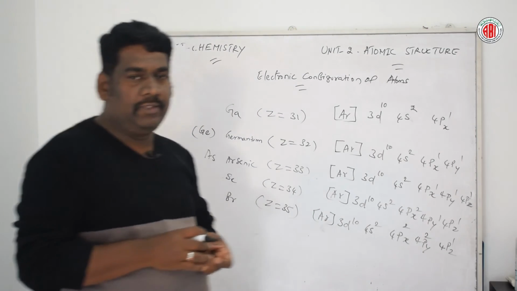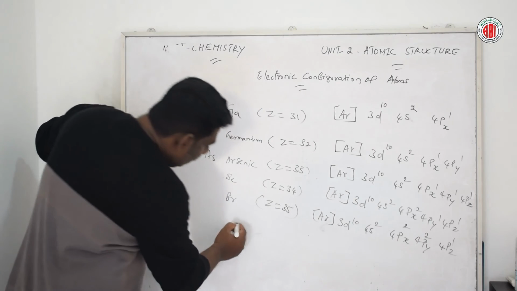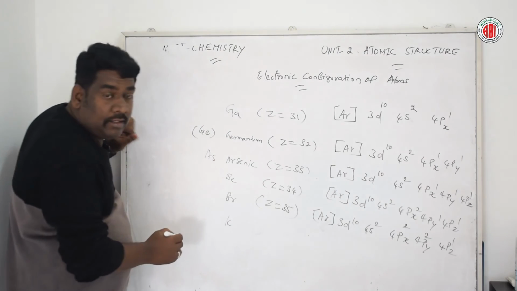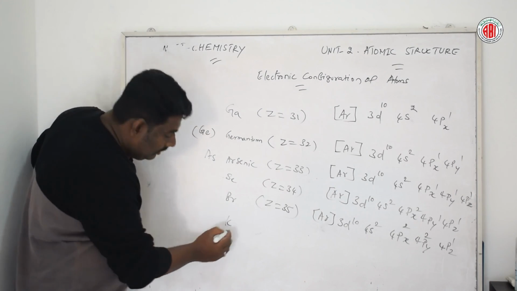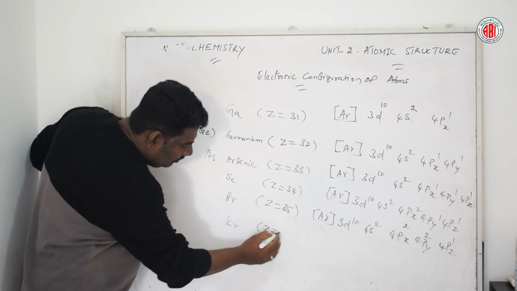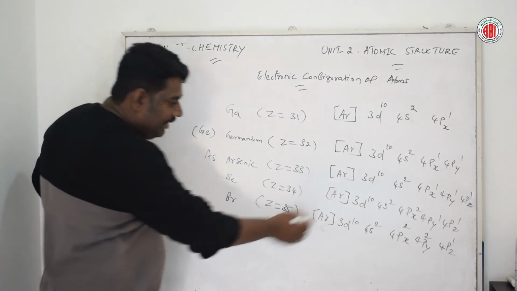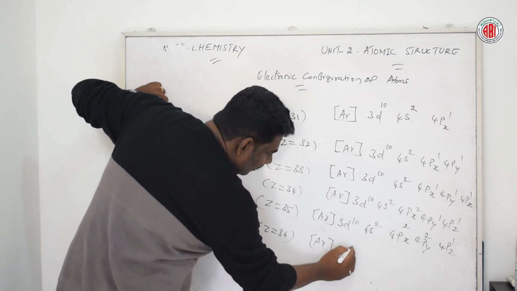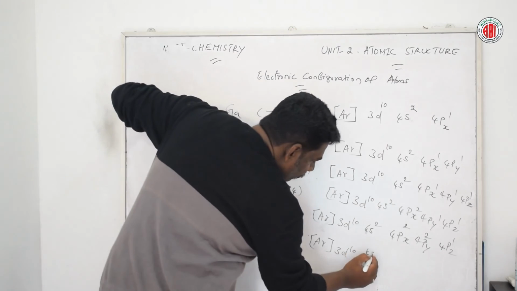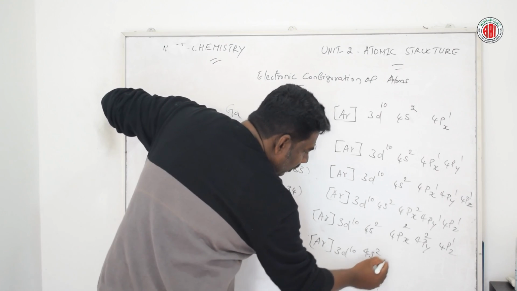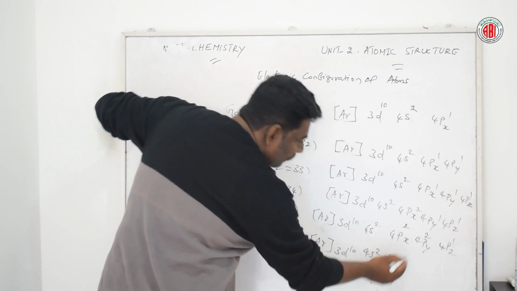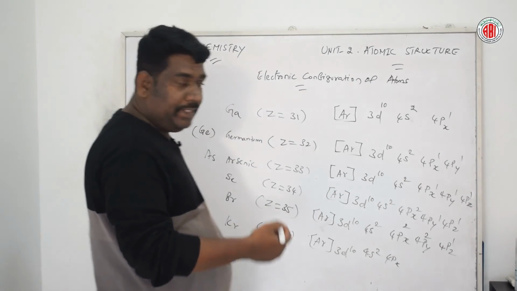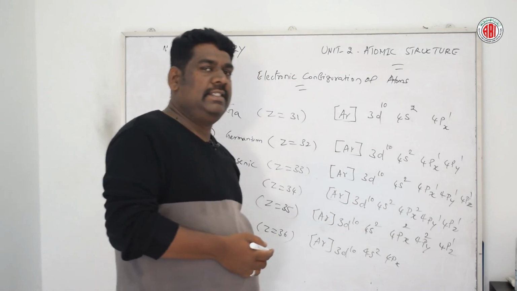And finally, talking about krypton, Kr, Z is equal to 36. We can write it in the short form like Ar 3d10 and 4s2, 4px, 4py, 4pz, all filled completely.